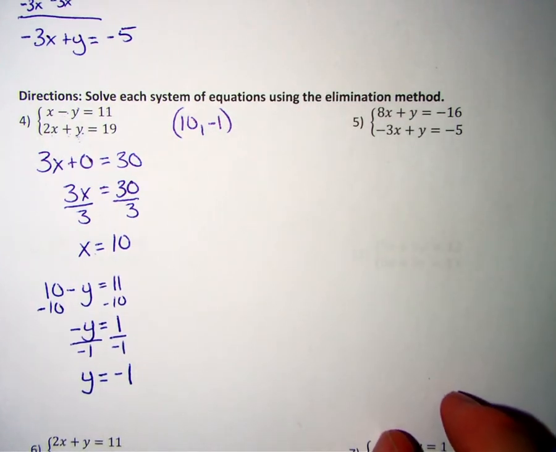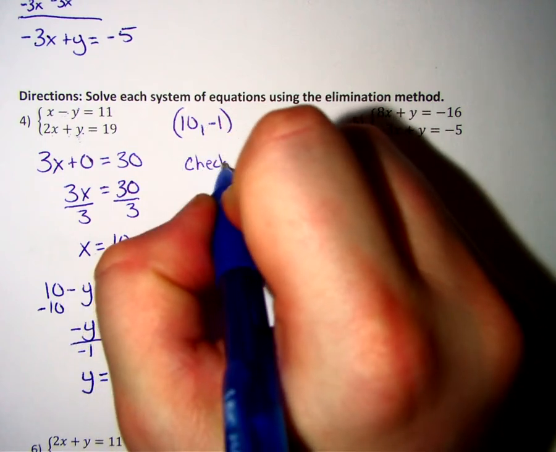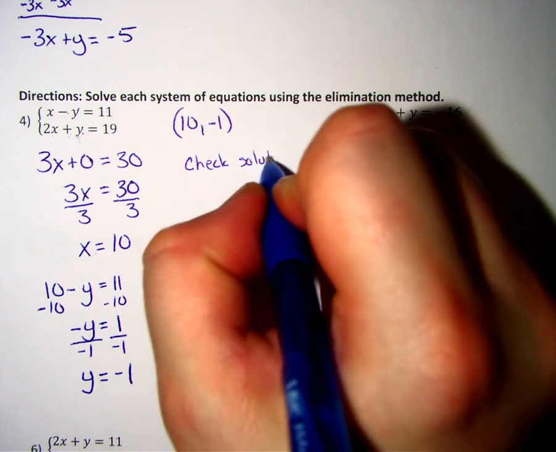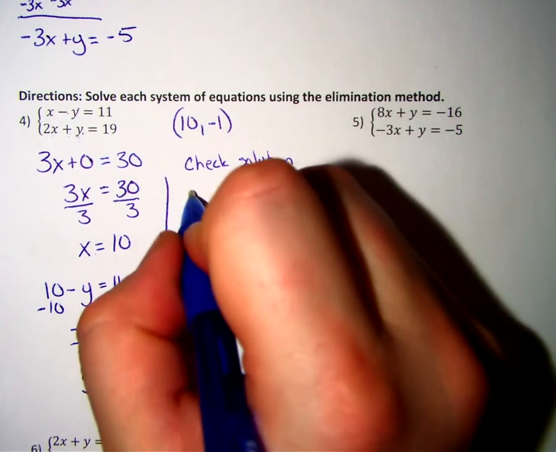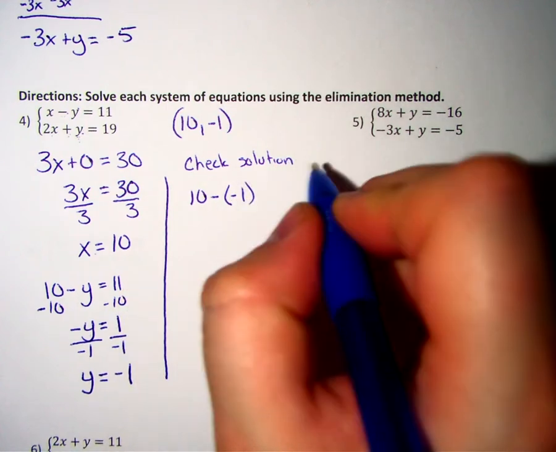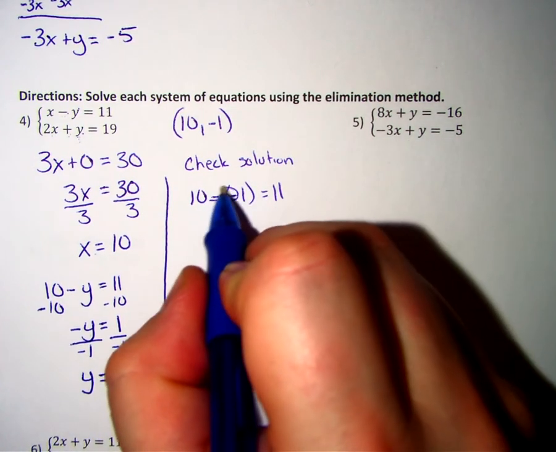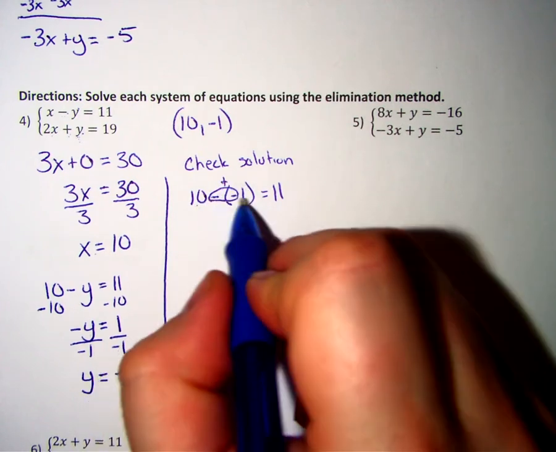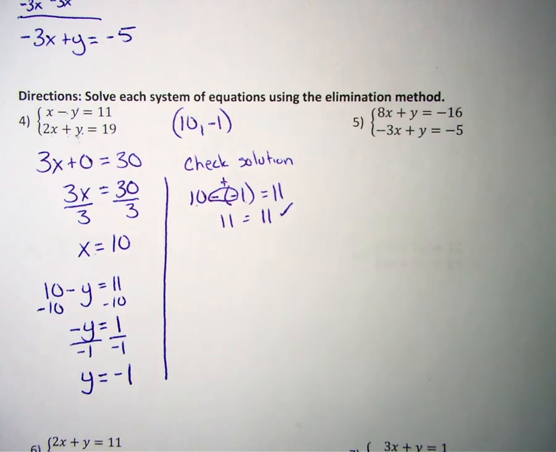Now, it's always beneficial to check your solutions. So we have an x value of 10 minus a y value of negative 1 equals 11. Minus a negative is going to become positive, so 10 plus 1 is 11, which equals 11. It does, in fact, so we check it.